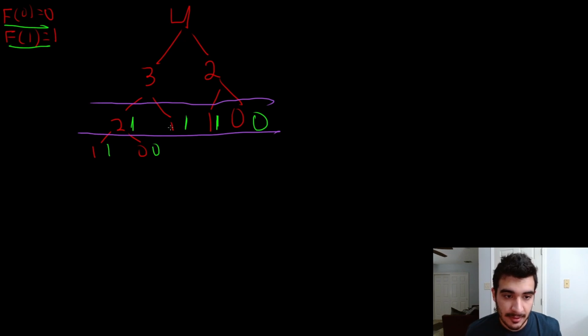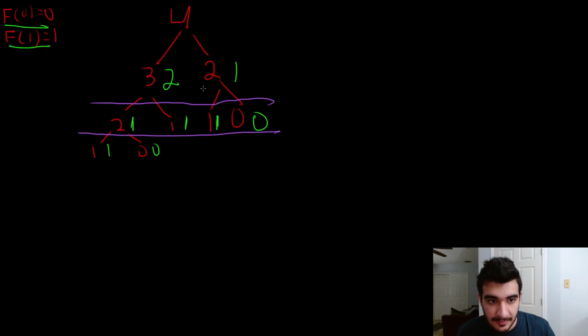So 1 plus 1 is 2. Now we know the answer to 3. So 3 is 2 and 2 is 1. We return both of these, and now that we know both, we add them together. 2 plus 1 is 3 for 4. So that's how we do it before.